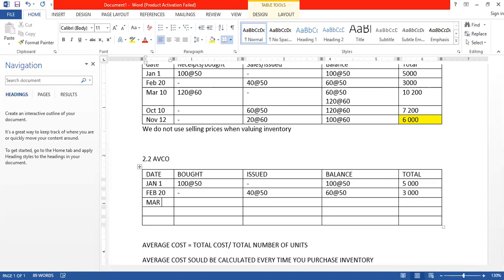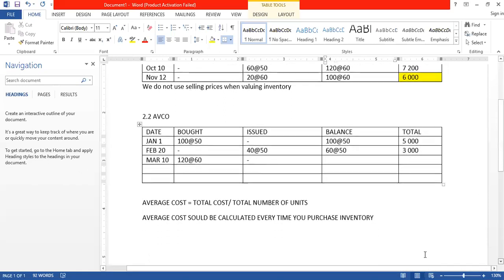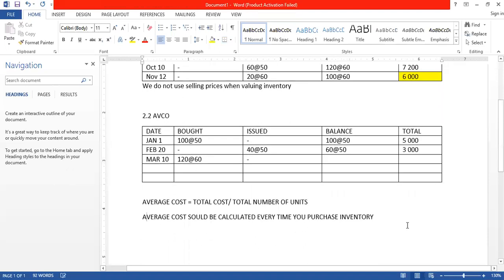So what did we do in March, on the 10th? We bought 120 units at the price of $60. Do you understand? So we did not issue out anything. When it comes to AVCO, we do not bring down the balance anymore. You just add all the items together, then you get their average cost. So let's calculate our average cost now.